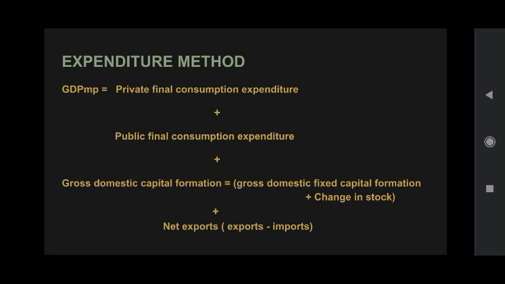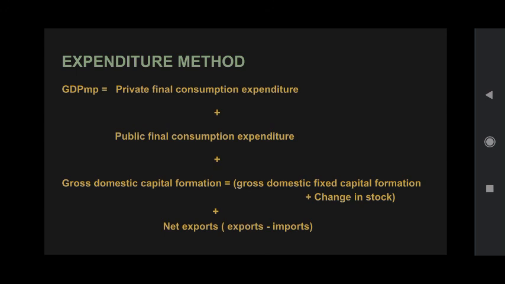Now, every component of this formula holds an important value. Private final consumption expenditure simply means any consumption expenditure which has been made by both households and businesses on final goods; this is private final. Any consumption expenditure which has been made by the government on final goods and services is public final.